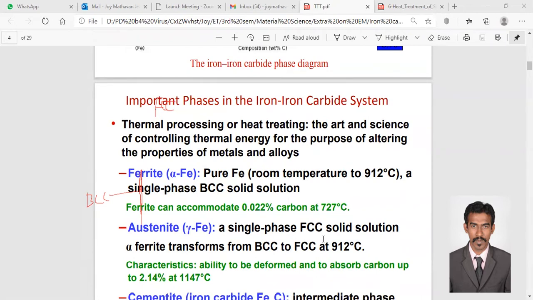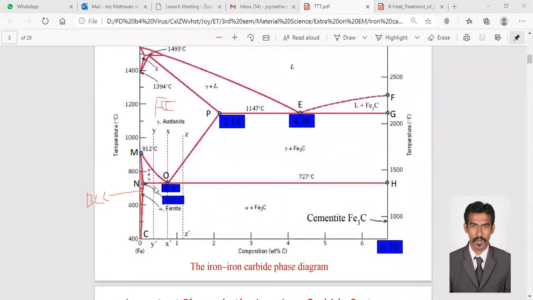A single phase FCC solid solution. Alpha ferrite transformed from BCC to FCC at 912, right? So here it was BCC up to 912 degrees Celsius. It was in the form of body centered cubic. When it passes this 912, it is turning to FCC, that is face centered cubic. All right, and that is called gamma or austenite. And 2.14% of carbon can mix into this.